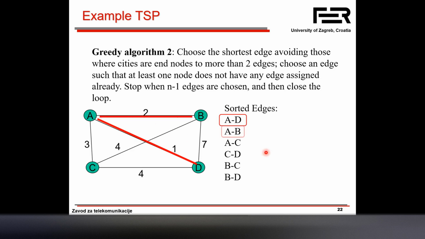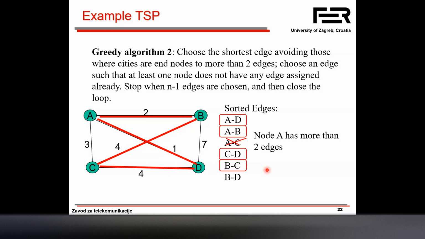So we add AD, we add AB. We don't add AC because in that case, node A would have more than 2 edges. And like we said, you can visit each city only once, so it can only have 2 edges, a degree of 2. CD, BC, once we have n edges, then we are done.